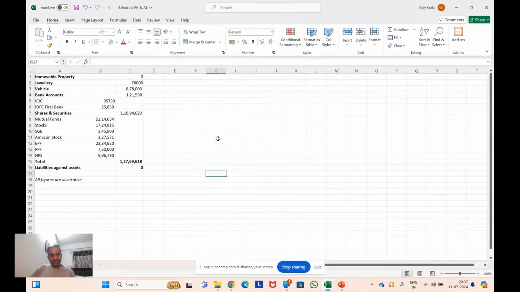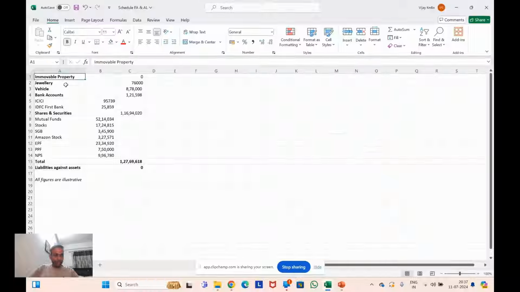Now coming back to the schedules, we'll talk about Schedule AL, which is the schedule of assets and liabilities, and this is applicable where your taxable income exceeds 50 lakhs. So here, these are the different heads under which you need to fill in your details. So first is immovable property.